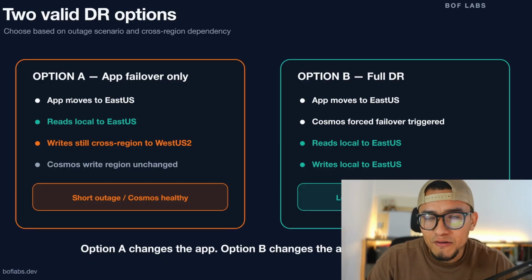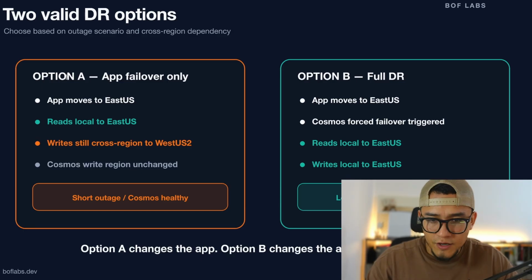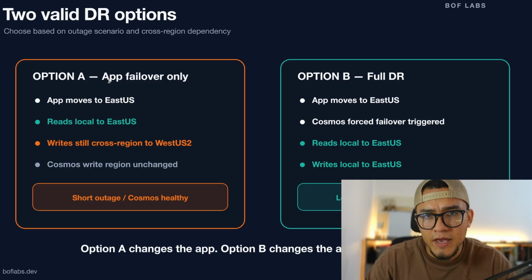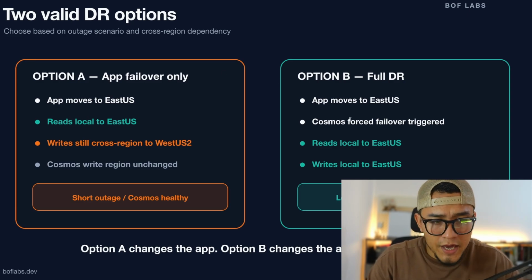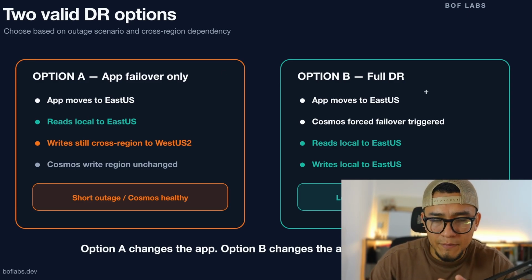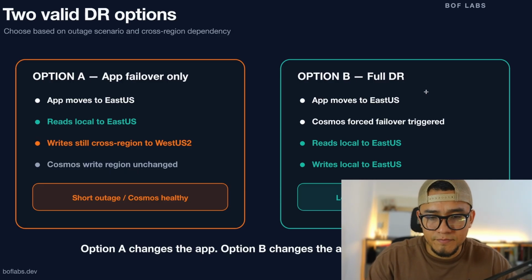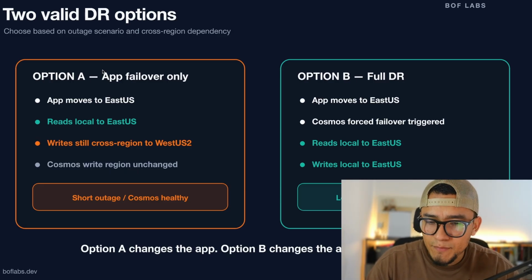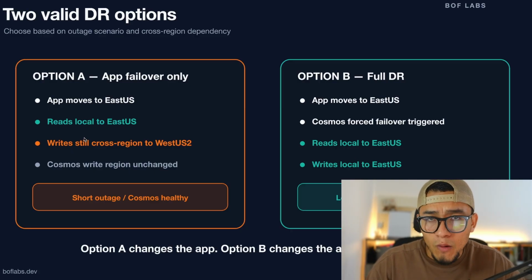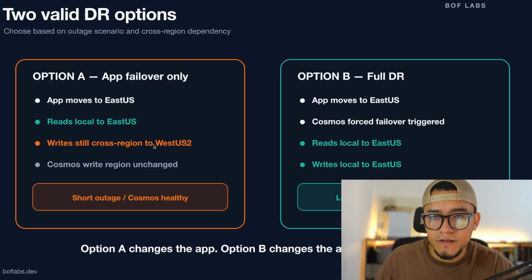Now that we have the account configured and the SDK set up properly, I'm gonna show you two valid DR approaches. Option one is if we fail the application over to the DR region and Cosmos DB stays in the primary region. The second option is a full DR, where both the application and Cosmos DB go to the DR region. For option one, since we already set up the SDK properly, we have our preferred region to be East-US. When the app moves to East-US, the reads will be local because it will be pointing to East-US. However, writes are gonna still cross region to the primary region because we left Cosmos DB there.